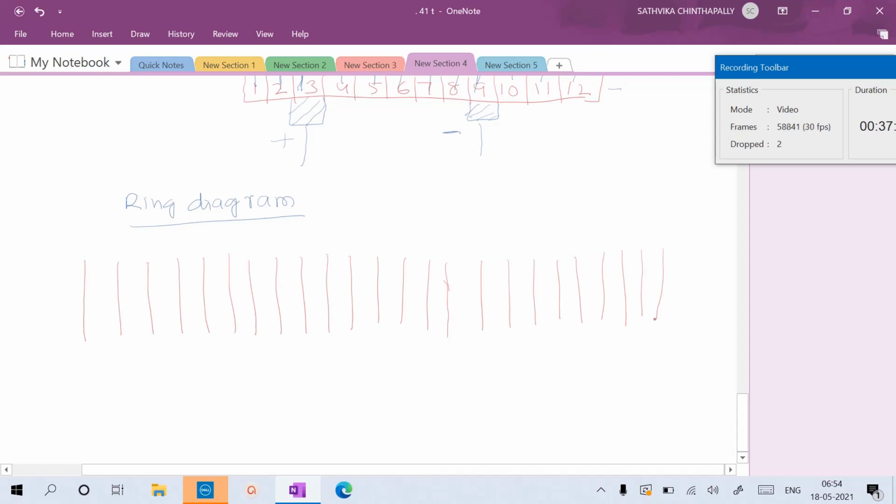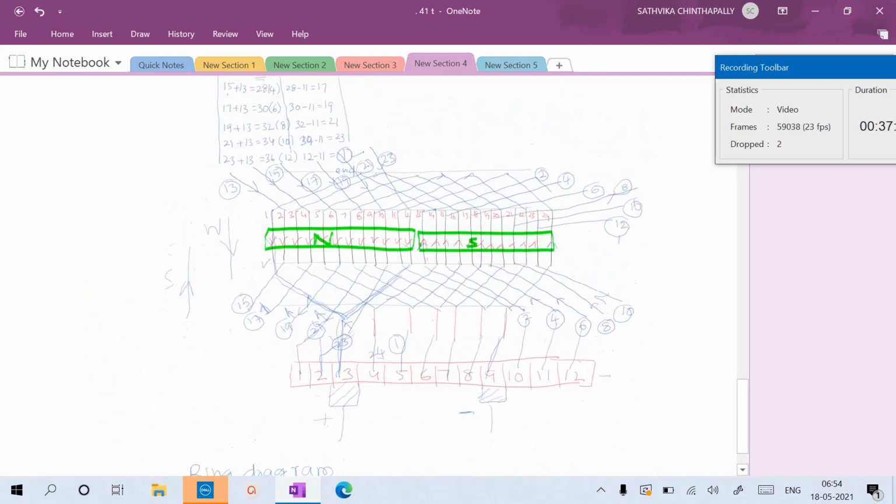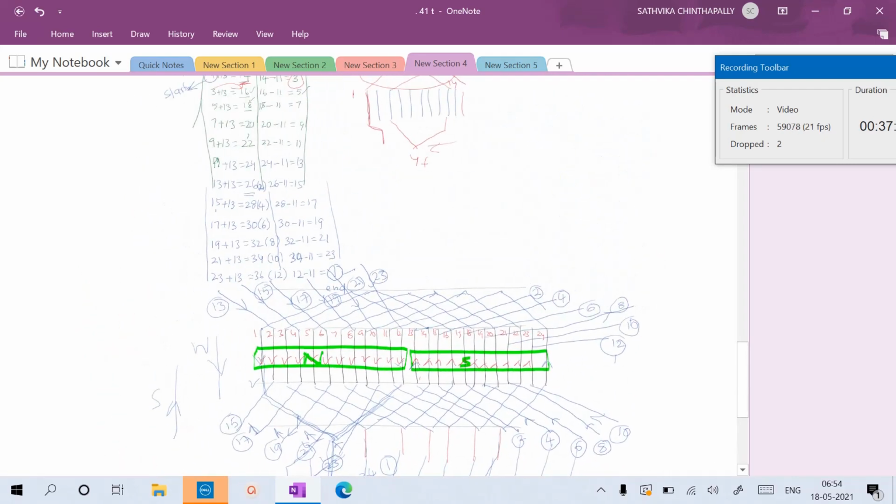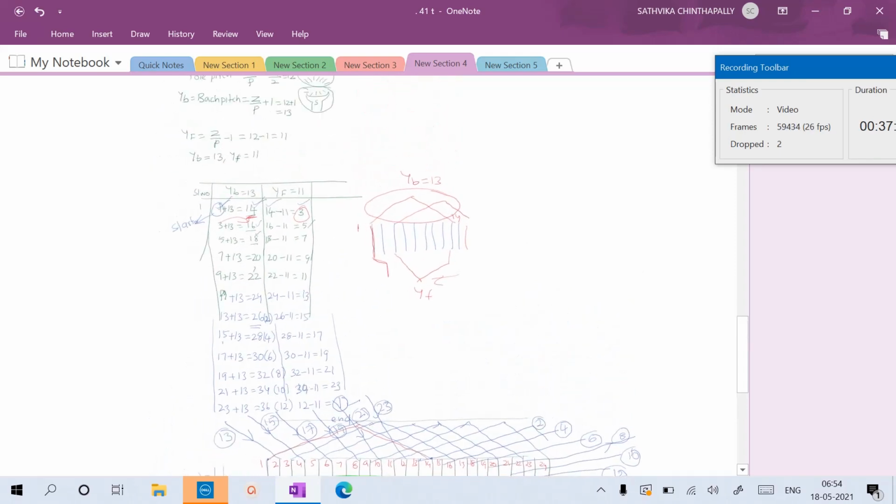Let us assume this is the first conductor. The first conductor is connected, as per the table, to which conductor? It is connected to the 14th. So where is the 14th? You can see this is the 13th, this is the 14th. Here is the 14th. At the same time, you can see the first conductor is connected to the 14th.